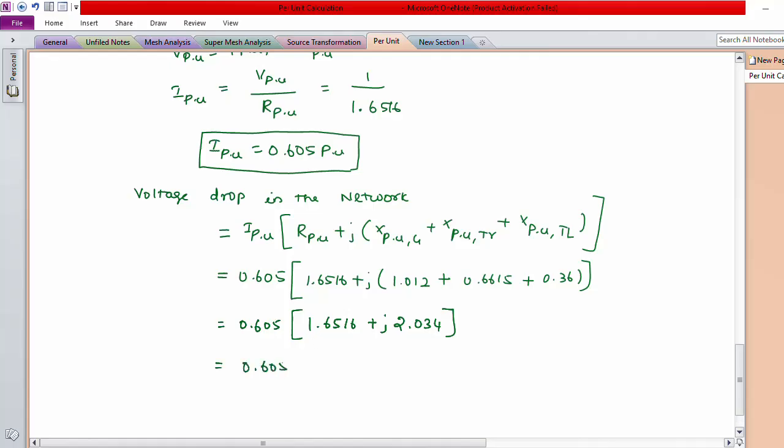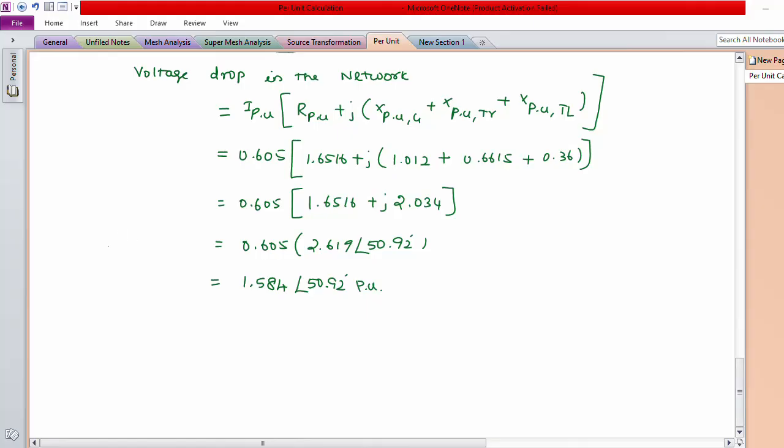Now multiply this and convert this rectangular form into polar form. We will get 0.605 into 2.619 at an angle of 50.92. Now multiply this and we can take the voltage magnitude, that is 1.584 at an angle of 50.92 per unit.